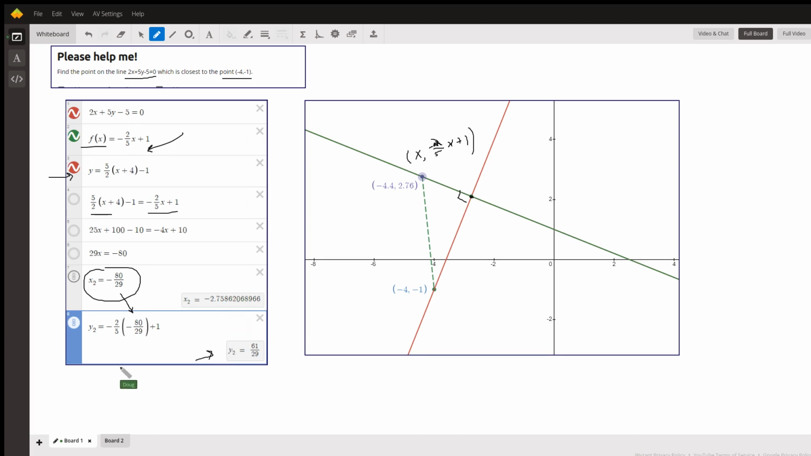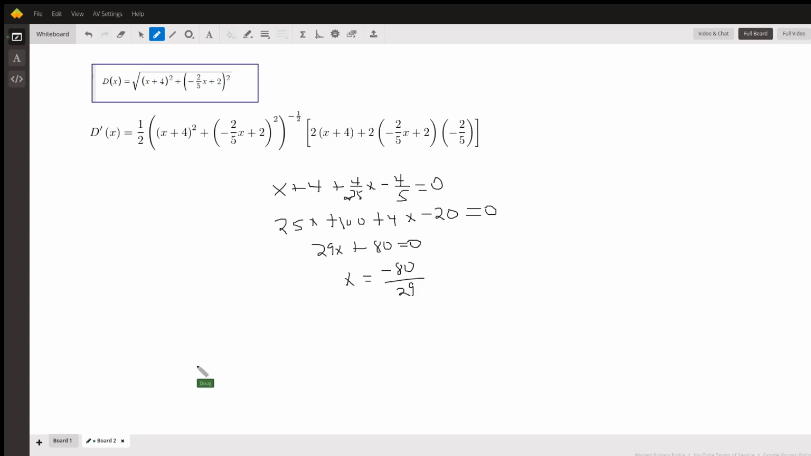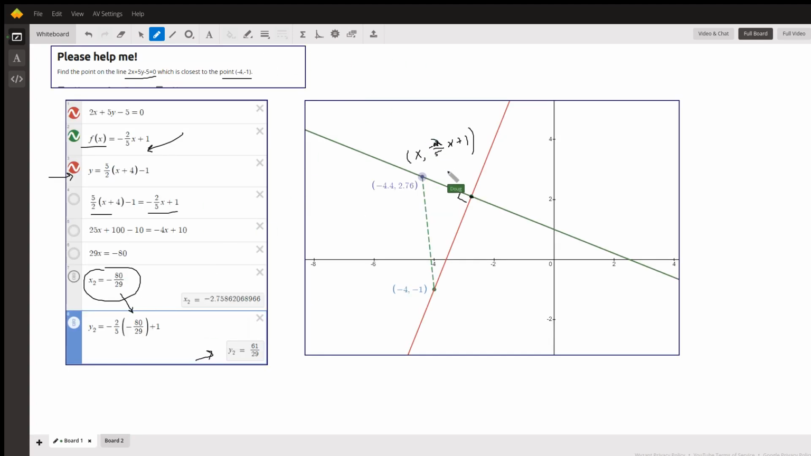Now, how do you do that with calculus? Well, I'll go back here to board 1. Realize that for any point on this line, if the abscissa or x-coordinate is x, then the y-coordinate will be indeed -2/5 x plus 1. So if we could find a formula for this distance and then take the derivative and set it equal to 0, we'd have probably the x-coordinate that would give us the shortest distance.